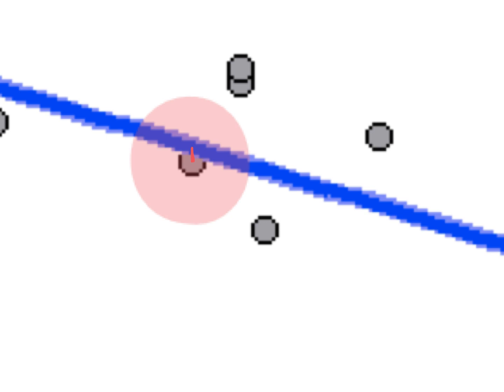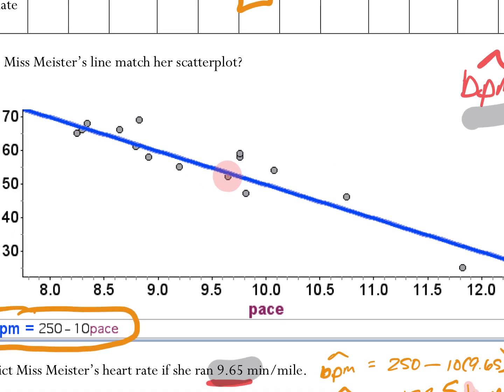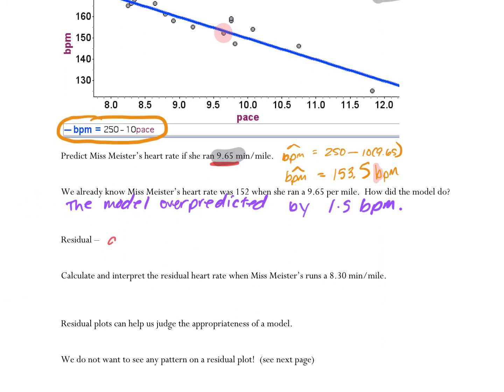Okay, everybody good? All right, so the definition of a residual: it's a calculation in which you do the actual minus the predicted. So the residual would be negative 1.5 in this case. And when the residual is negative, it's because the actual is lower, right? That would suggest that the model over-predicted. We good? Everybody good? Okay.